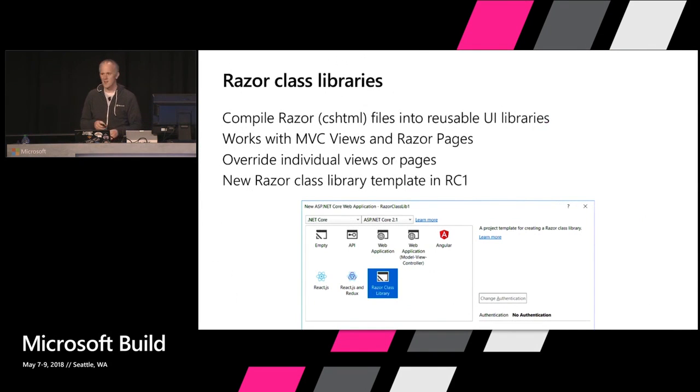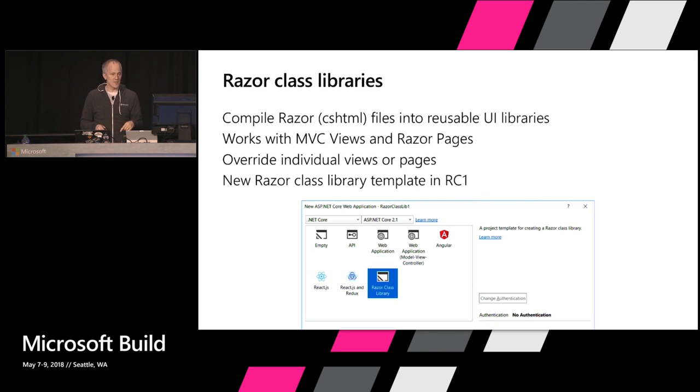Well, let's go take a look at Razor class libraries now. Razor class libraries are a way for you to take some UI that's implemented as an MVC view or Razor page, compile it into a class library that you can then share and reuse. It works with views and Razor pages, and you can override any of the views or pages in that library from your application. So you're not stuck with whatever the person who built that library originally designed. You can tweak it, you can change it.